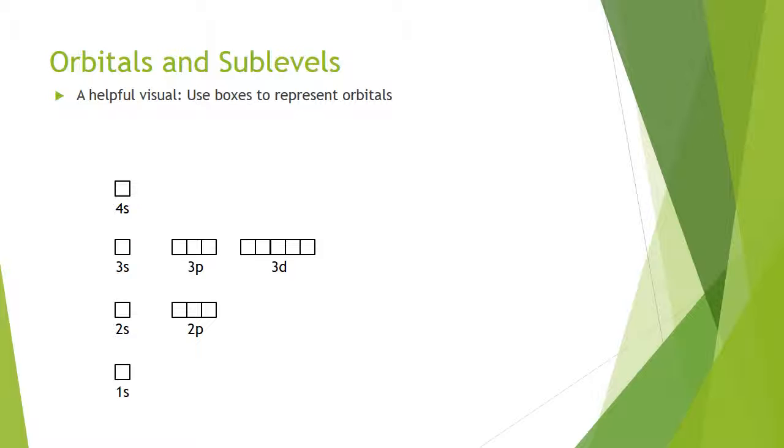An s sublevel would have 1 orbital. A p sublevel would have 3 orbitals. A d sublevel would have 5 orbitals. And then my 4f sublevel would have 7 orbitals. Just continuing the pattern: 1 orbital in the s sublevels, 3 orbitals in the p sublevels, 5 orbitals in the d sublevels, 7 orbitals in the f sublevels. I'm only showing the 4f sublevel here, but if I had 5f, it would also be 7 orbitals. So that's a very helpful way to remember how many orbitals are in each sublevel.